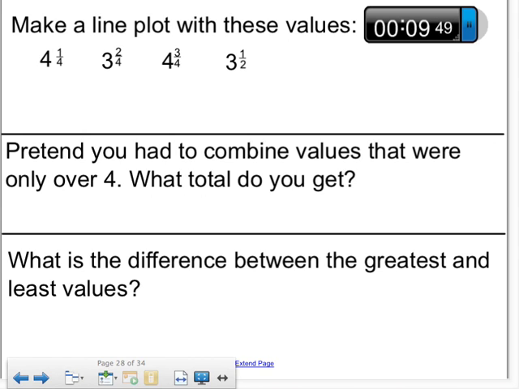Somebody, raise your hand. I'll call on you. What's the first step of making a line plot? It's the easiest step. Everyone can start with it. Make a line for your line plot. All right. What's the next step? We gotta know where to start.